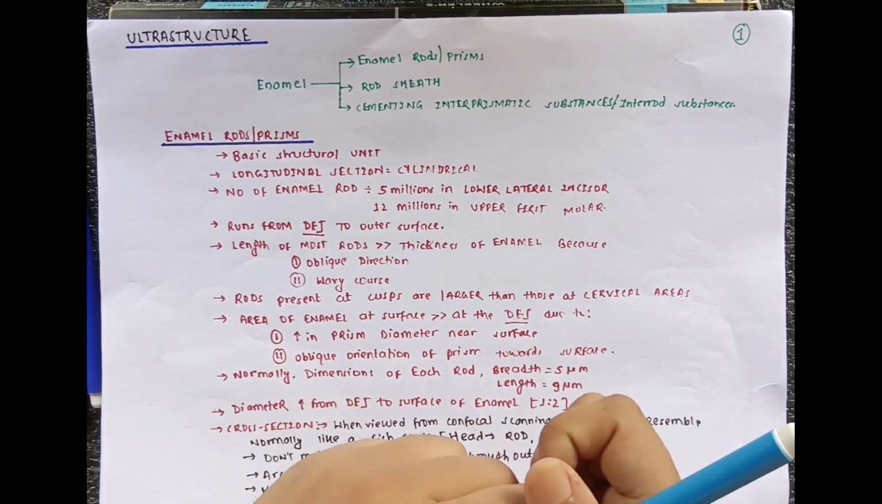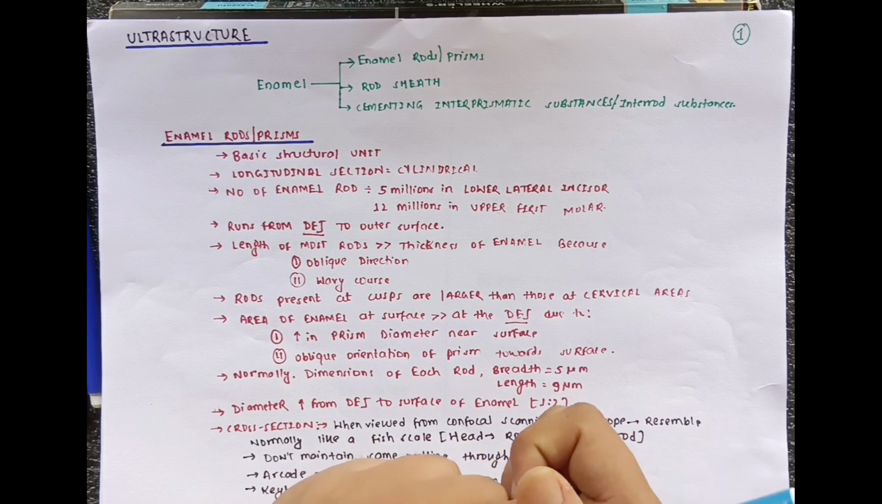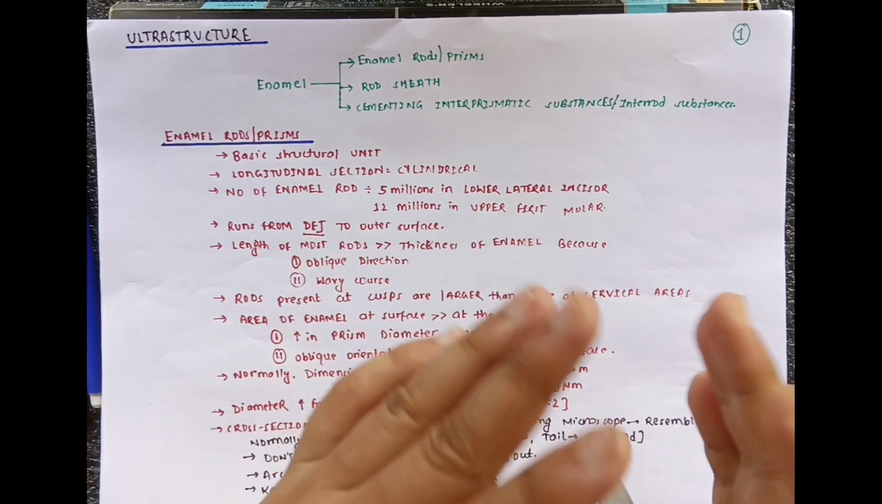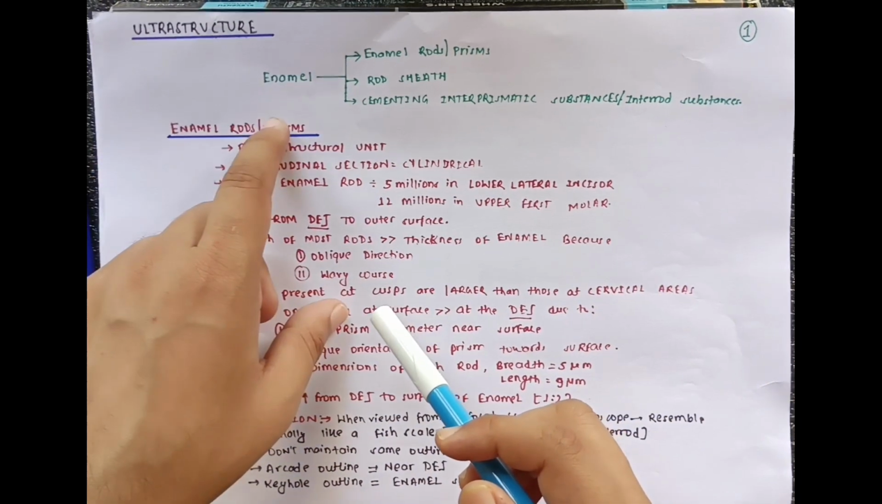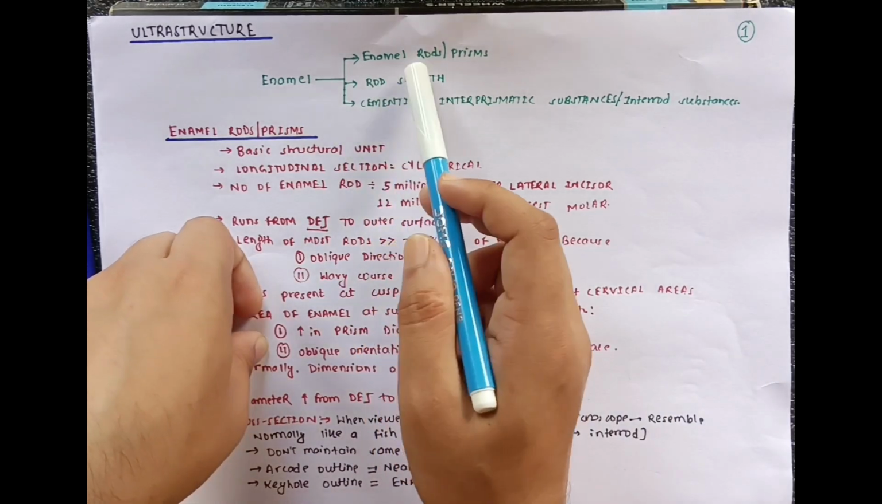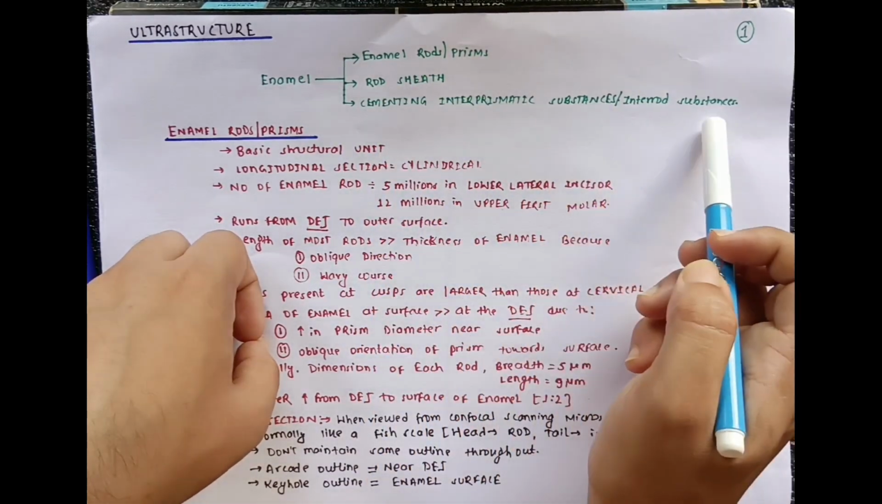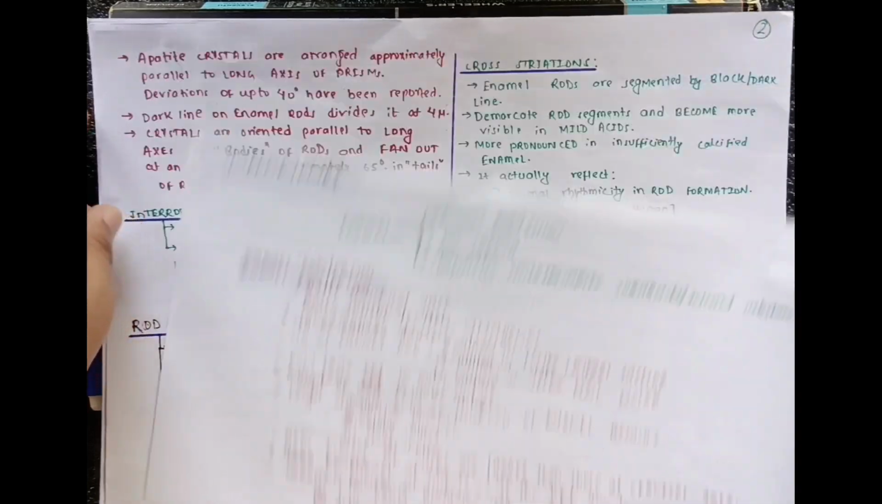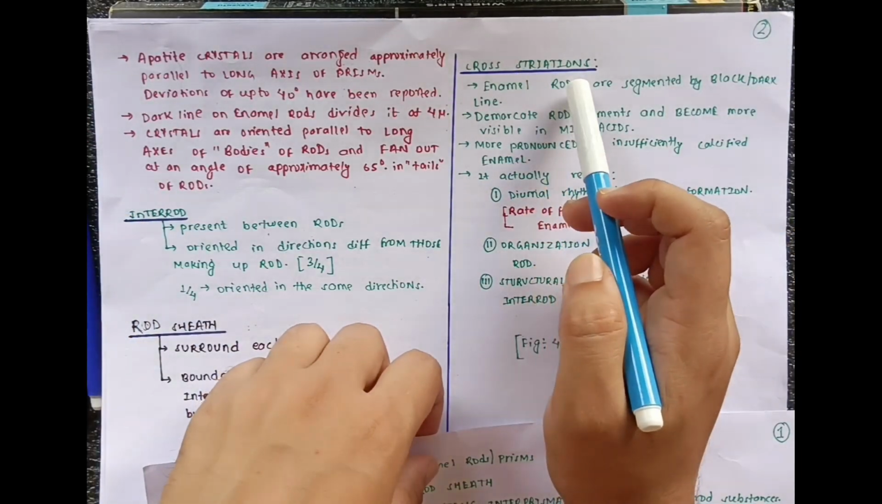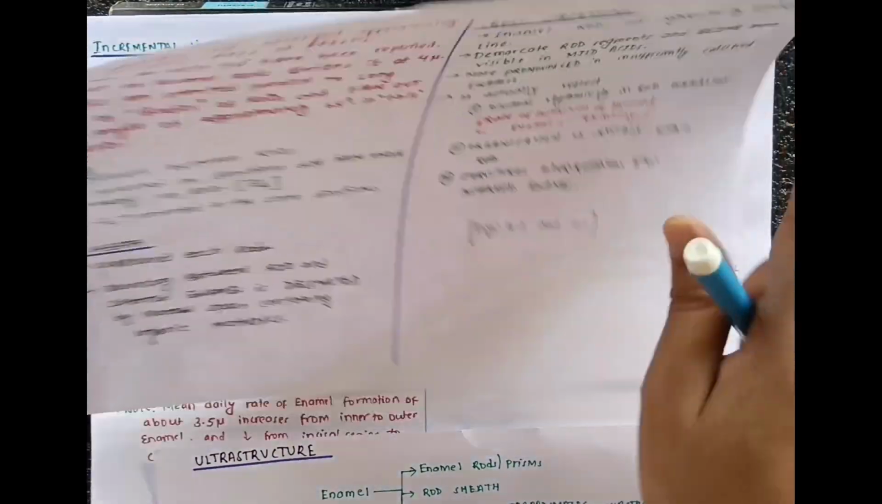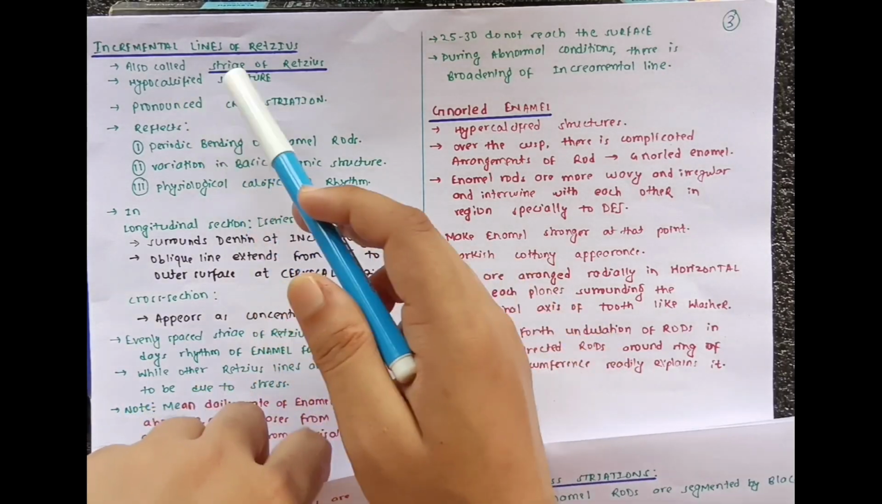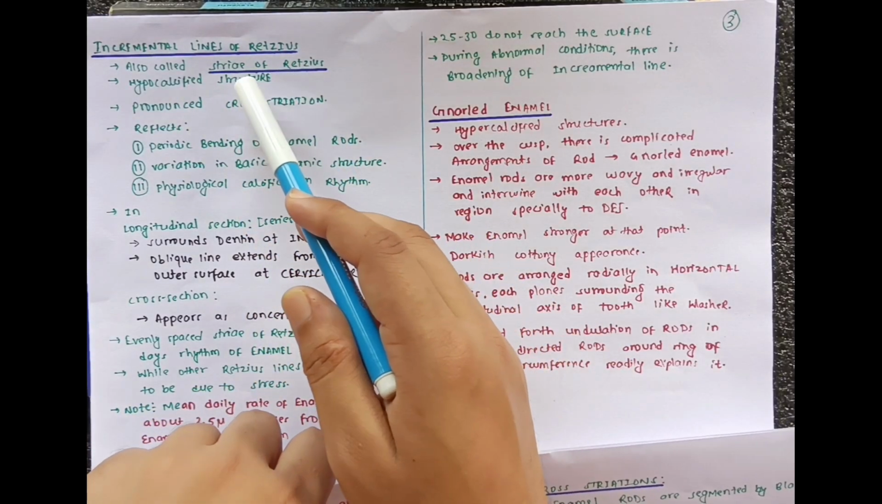This is part 2 of the enamel series, and in this video we will be dealing with a total of 5 topics. The first is the ultrastructure of the enamel, in which we will study the enamel rods or prisms, the rod sheath, and cementing interprismatic substances or interrod substances. After that we will study the cross-striations, and after that the incremental lines of Retzius, also called striae of Retzius.